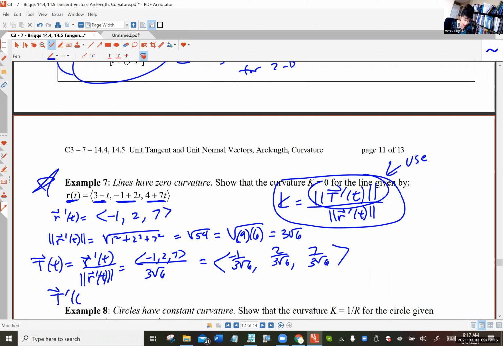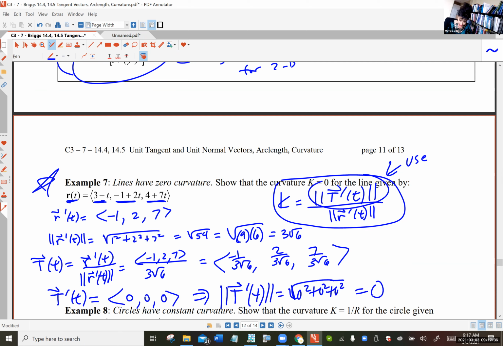So big T prime, when you take the derivative of big T, well, oh my goodness, big T is all constants. So it turns out that big T prime is the 0 vector. Oh my goodness. So what does that mean? Well, then the magnitude of big T prime, I hope this is pretty obvious to you, what's the square root of 0? 0.